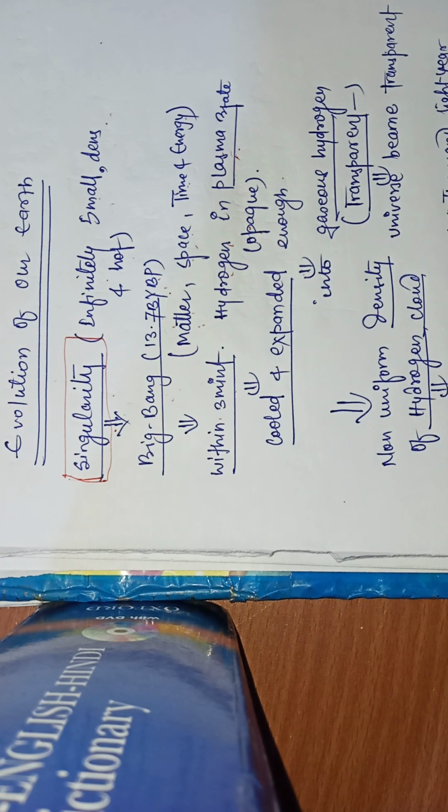This is the evolution of our earth. In this topic we are going to learn about how the universe, how our solar system, and how the earth along with the moon came into existence.